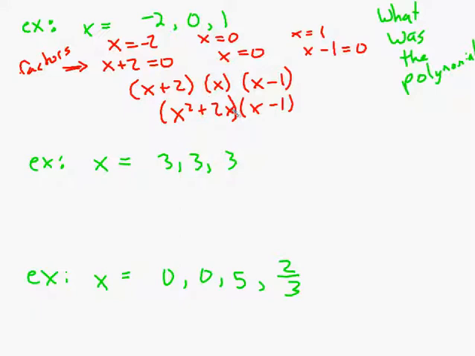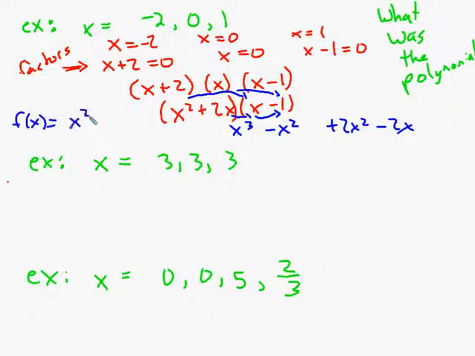I could have gone to the right. It doesn't matter which way. And now I'm going to finish my multiplying. So that x squared times each of these. So I get x cubed minus x squared plus 2x squared minus 2x. And then I combine those. And when I combine those, I get f of x. My function is x cubed, combine my like terms, plus x squared minus 2x.